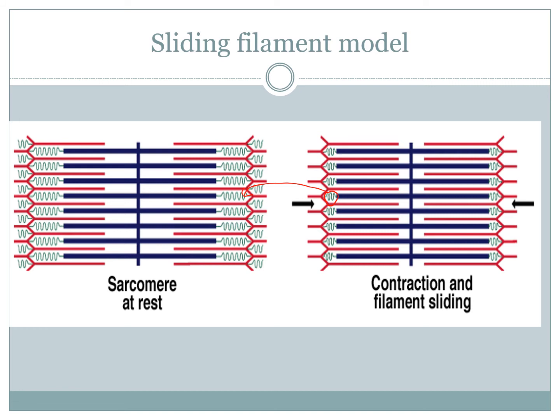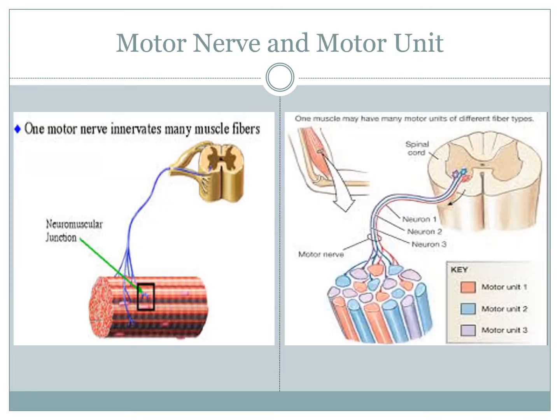Okay, so what controls this movement? What controls the need for this skeletal contraction is what's known as a motor nerve, and then subsequently motor units. Okay, so the motor nerve will come from your spinal nerves. So it's all controlled by your spinal nerves, and it'll branch out, and one motor nerve will branch out from the spine, and then connect to your muscle fibers.